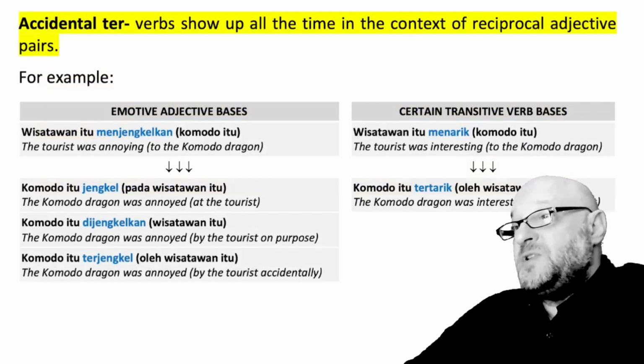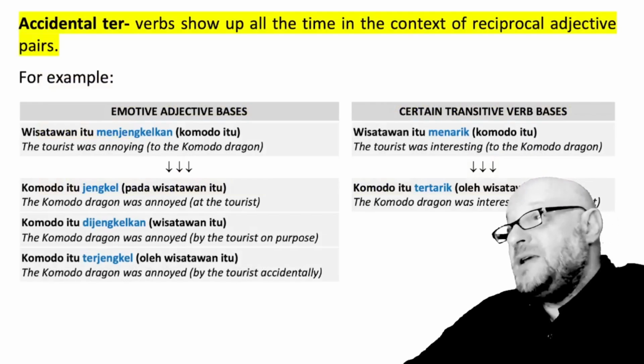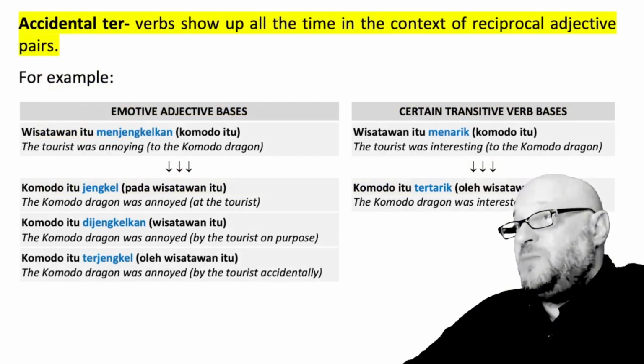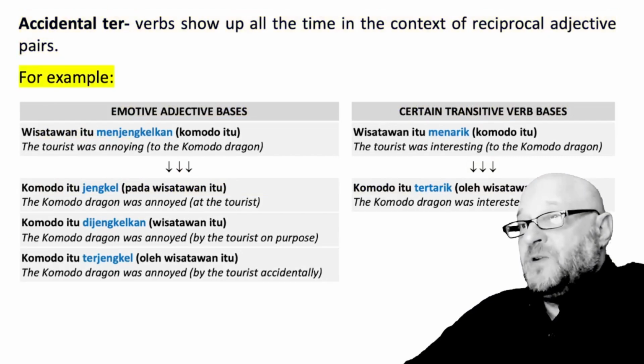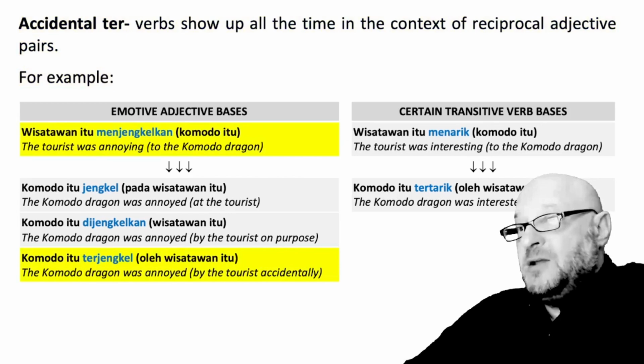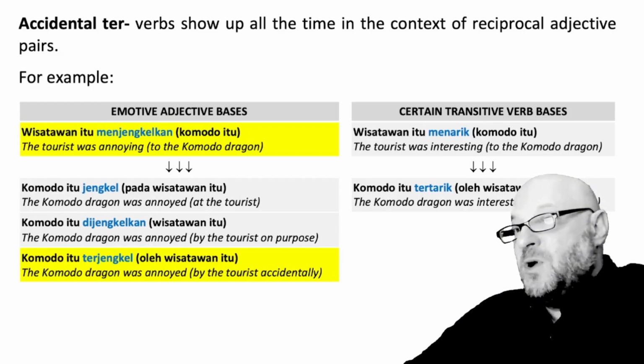Accidental verbs show up all the time in the context of reciprocal adjective pairs. For example, menjengkelkan and terjengkel. Wisatawan itu menjengkelkan Komodo itu. The tourist was annoying to the Komodo dragon, or Komodo itu terjengkel oleh wisatawan itu. The Komodo dragon was annoyed by the tourist accidentally.